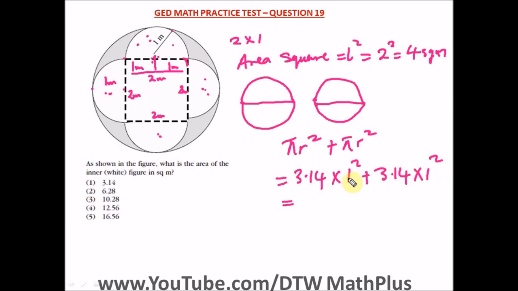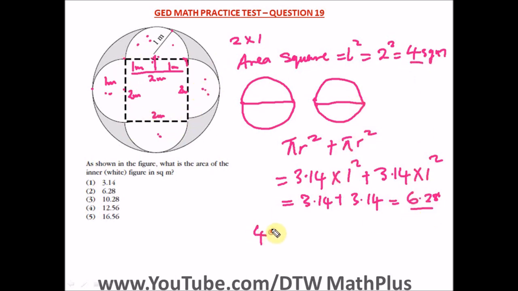So what do we have? This is 1 square. 1 square is still 1. So we have 3.14 plus 3.14. And what would this give us? 3.14 plus 3.14, we're going to have 8, then 3 plus 3 is 6. So we have 6.28 square meters. So the total area of the inner figure here is just 4 plus 6.28.